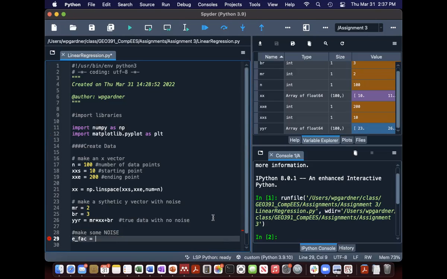It's some factor of the average of Y. Let's make it 10% of the, or no, we'll make it 20% to start. So 0.2 times YR dot mean. So 20% of the average Y. It's noise.